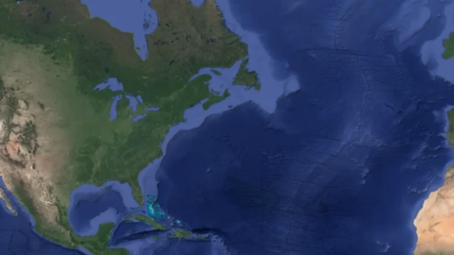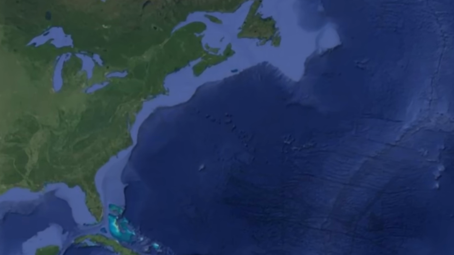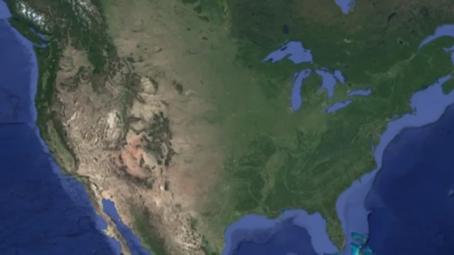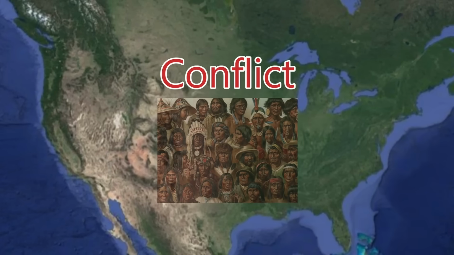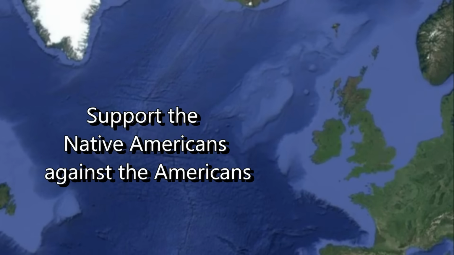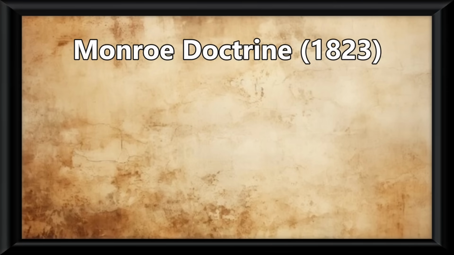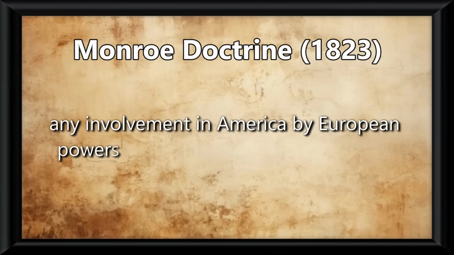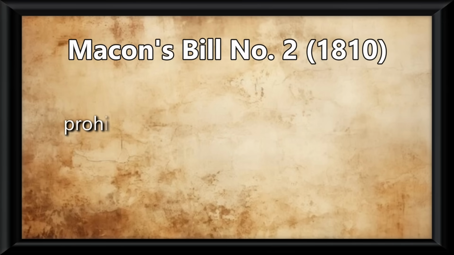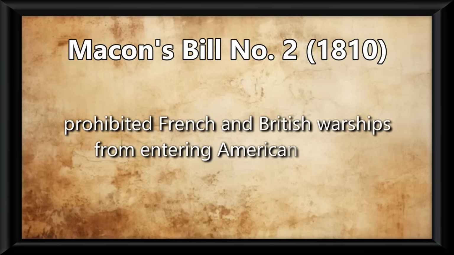The US also decided to prove their naval might, which they did by inciting the Barbary Wars against North African states. But the big thing to talk about is, as America kept spreading westward, there was more and more conflict with Native Americans. Britain saw this as an opportunity to support the Native Americans against the Americans. This would cause President James Monroe to pass the Monroe Doctrine, which declared to Britain that any involvement in America by European powers would be seen as an act of war. And to add insult to injury, America also passed Macon's Bill No. 2, which prohibited French and British warships from entering American harbors.